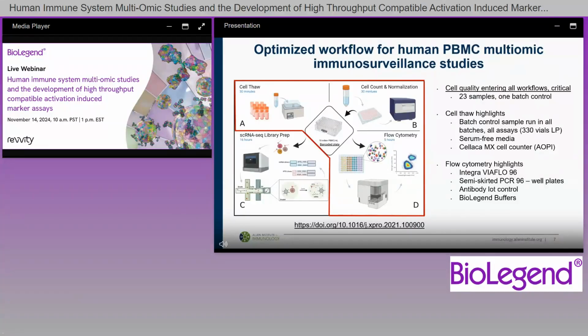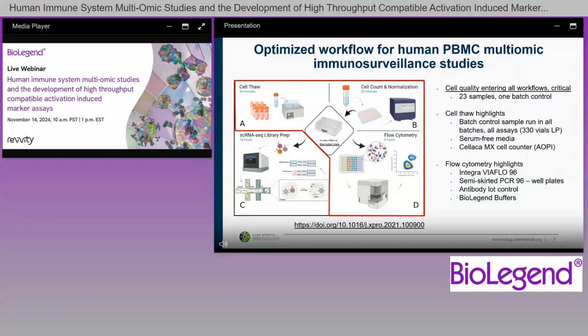Those batch control samples were sourced from BioIVT, and so we got 600 vials of cryopreserved PBMCs that were all collected at the same time and from a single donor. Each one of these batches, this batch control is run, and it's a sample that we've analyzed and have a known signature for. And so we run this sample every time we run a batch of this pipeline to control for process errors.